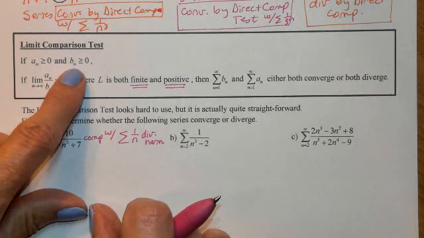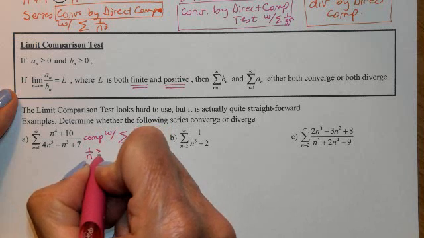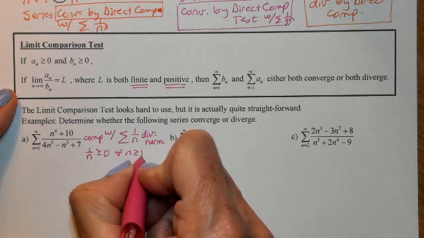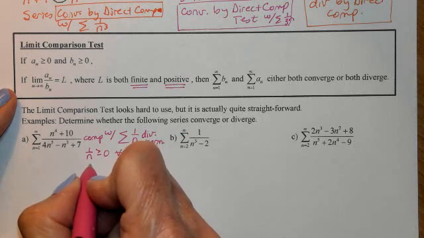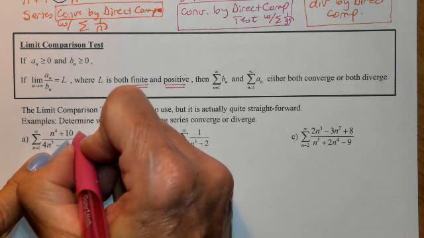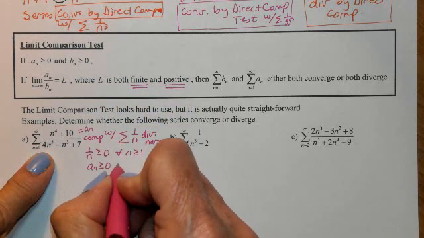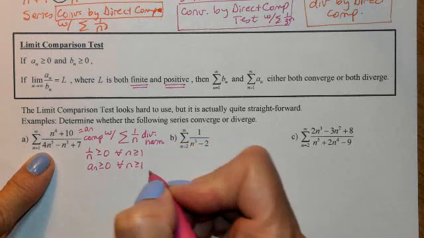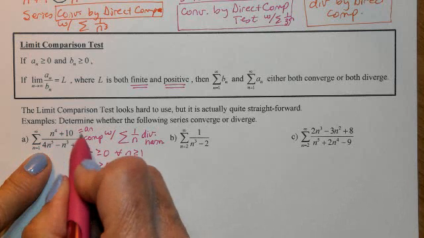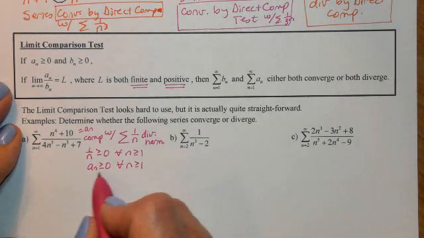Now I need my conditions, so I will state that 1 over n is greater than or equal to 0 for n greater than or equal to 1. And I don't want to rewrite this all, so I'm just going to call that a sub n, and I'm going to say a sub n is also greater than or equal to 0 for all n greater than or equal to 1. And you know what? Do I know that for sure? I see a minus in here. Do I know that it's always positive?